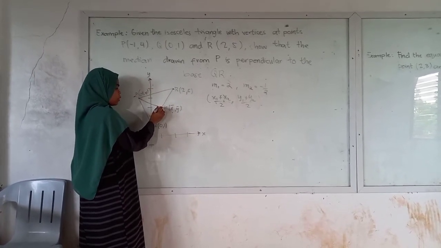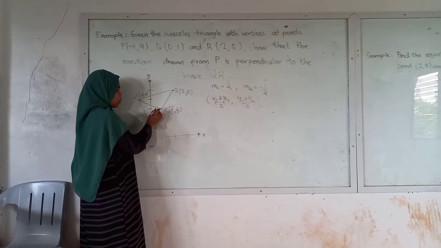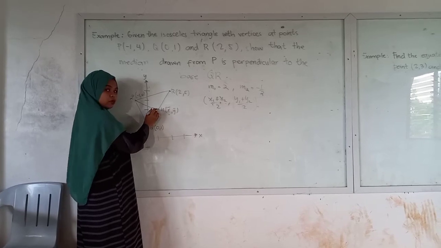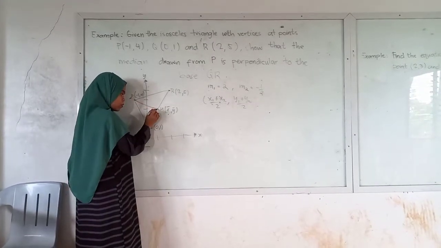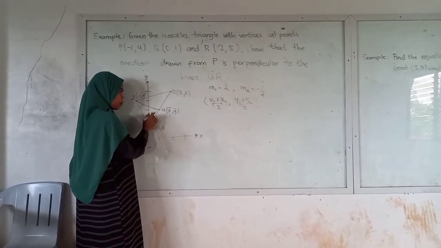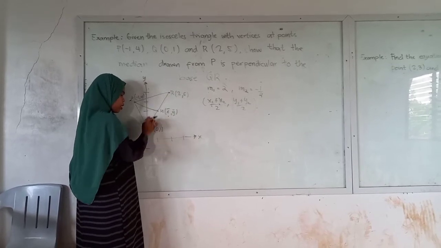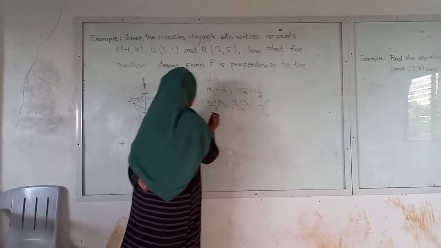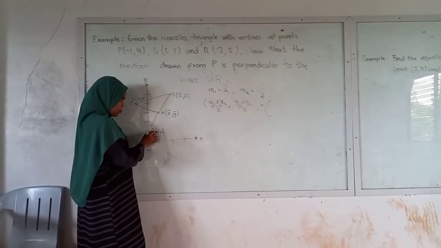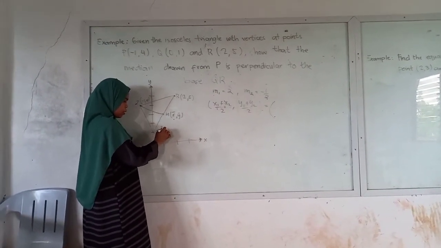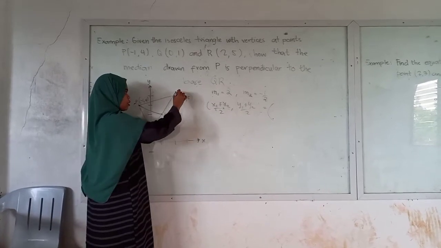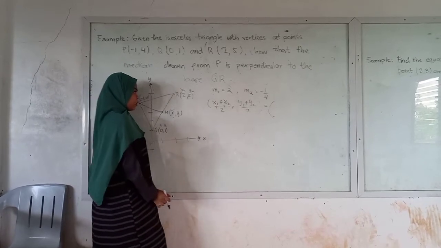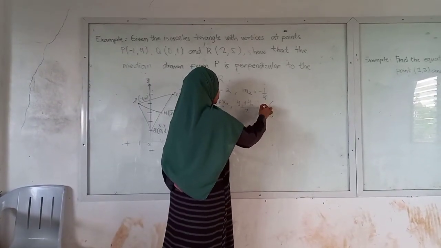Bakit ko kailangan kunin yung coordinates nito? Kasi hindi ko makukuha yung slope nitong median unless makuha ko yung coordinates nito. So, para makuha yung coordinates na yan, dapat makuha ko yung midpoint ng Q at R. So, I have ang X sub 1 ko, X sub 1, Y sub 1, X sub 2, Y sub 2. Okay lang na magkabaliktad. Hindi mababago yung value.